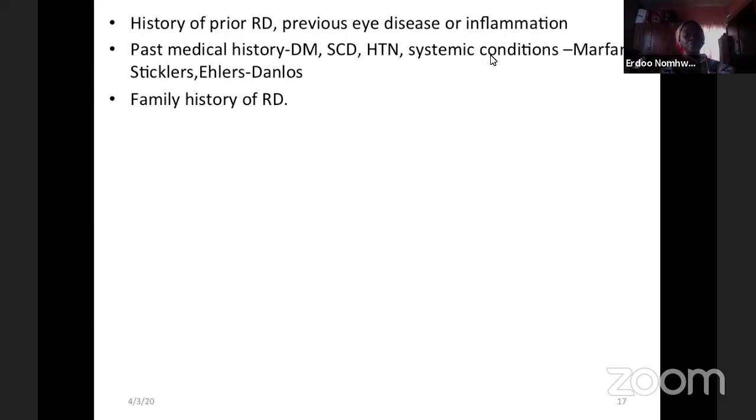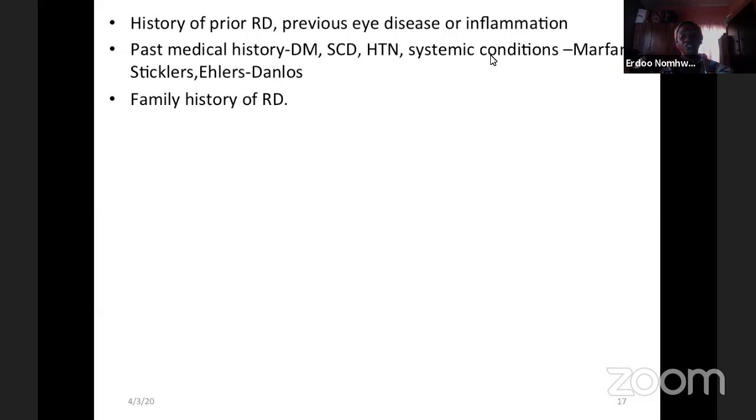Then it's also good to find out if there's history of prior retinal detachment. Has the patient had a retinal detachment in the other eye? Then any previous eye disease or inflammation. We all know that for the exudative form of retinal detachment, inflammatory conditions like Vogt-Koyanagi-Harada disease can predispose them to having retinal detachment. So it's good to find out the history and document that.